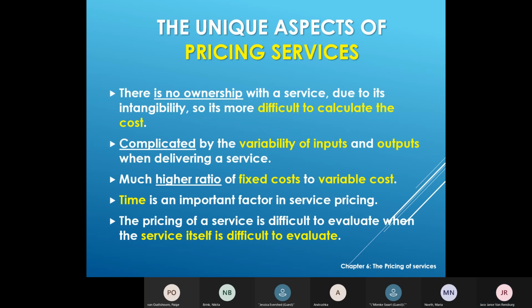And therefore, although this chapter is called the pricing of a service, it focuses more on determining what is valuable, or what the value of the service is for a customer, so we can determine some form of cost, some form of price.